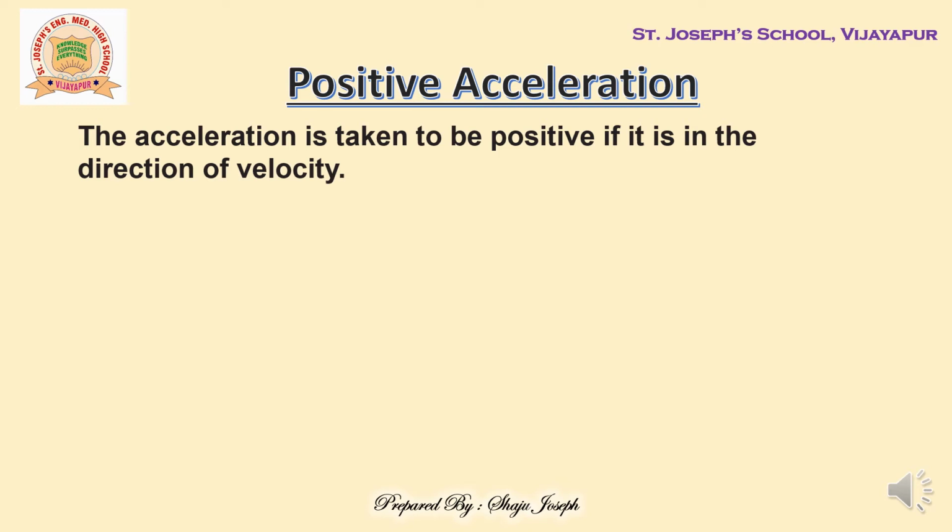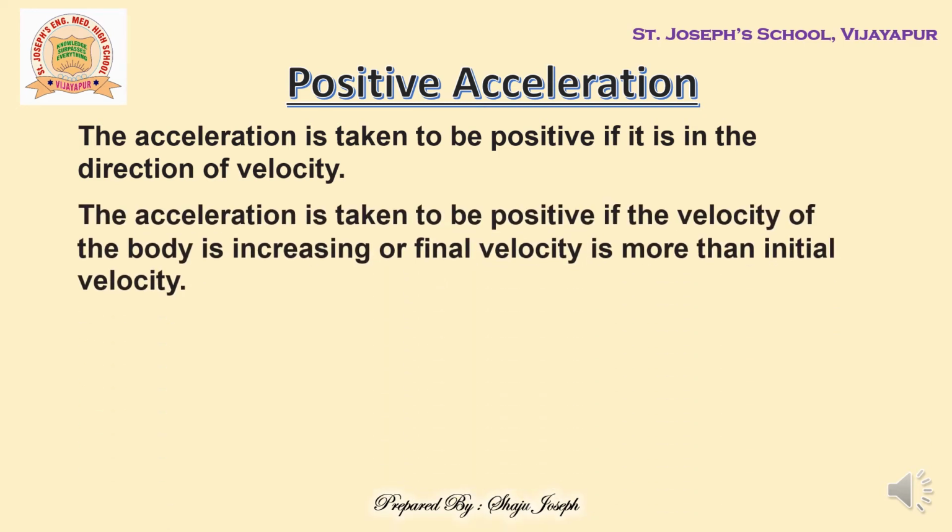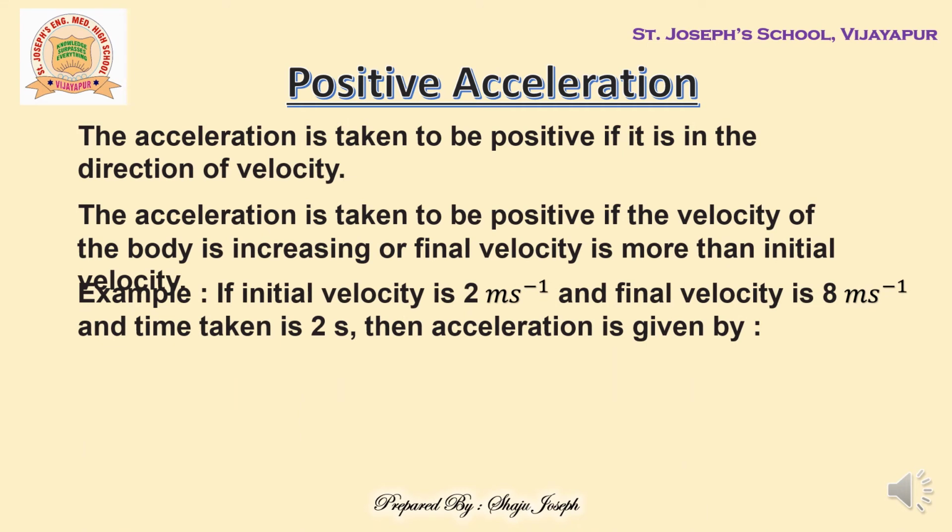Some of us may get confused. What do you mean by direction of velocity? In other words, the acceleration is positive if the velocity of the body is increasing. Means final velocity should be greater than initial velocity. For example, if initial velocity is 2 meter per second and final velocity is 8 meter per second, see that final velocity is more, right? And time taken is 2 seconds.